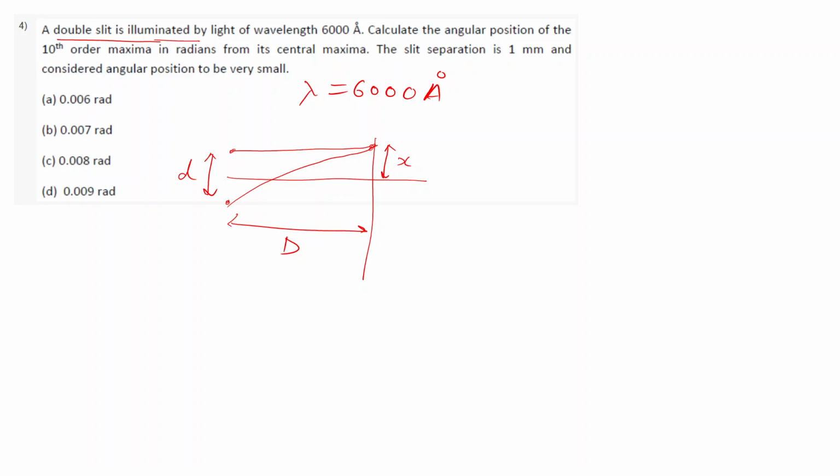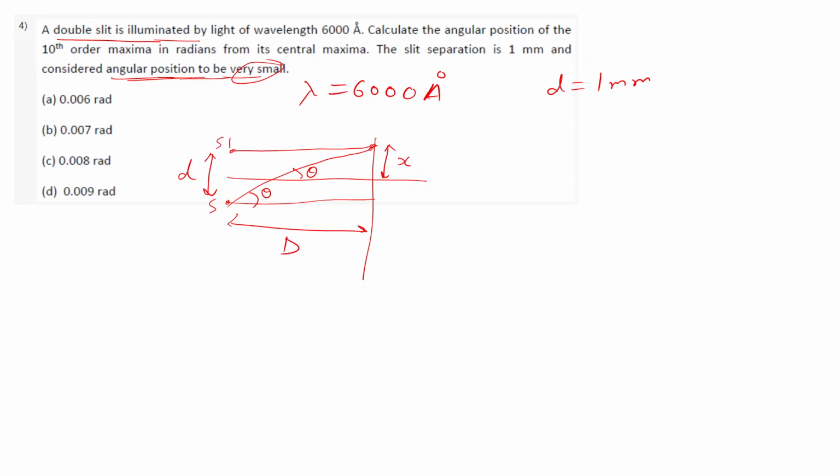Okay, so we need to find out. Slit separation is given. Slit separation is 1 millimeter, and we have to consider the angular position to be very small. This we also need to keep in mind. And wavelength is 6000 angstrom. Now, the angular position to be very small. Angular position means this angle is very small.